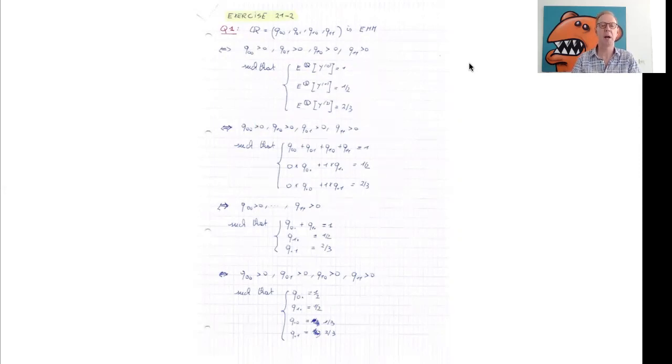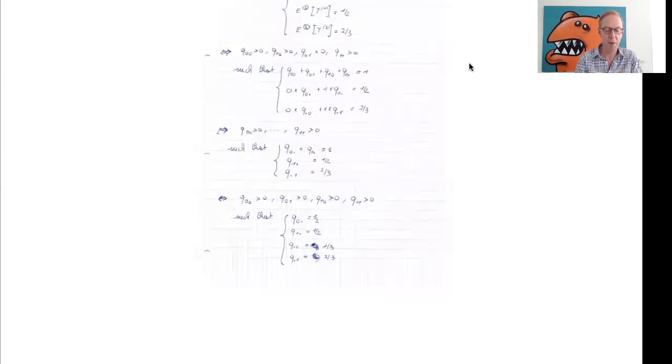If we work this out a little bit, we find that Q is an equivalent martingale measure if and only if all the Q's are strictly positive and the marginals are fixed: Q0 dot is 1 over 2, Q1 dot is 1 over 2, Q dot 0 is 1 over 3, and Q dot 1 is 2 over 3. So there are many solutions. There is more than one solution possible, because we have to look for 4 Qs, but there are only 3 conditions.